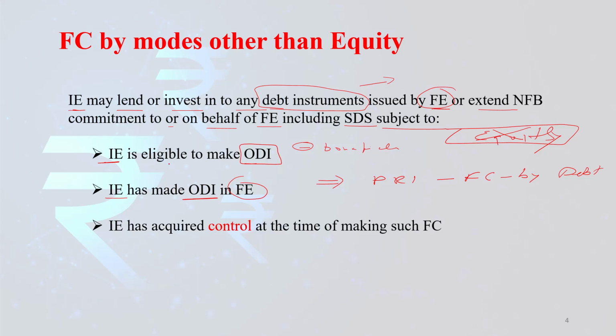So the first condition was that the Indian entity is eligible to make ODI, the second condition is that the Indian entity has made ODI in the foreign entity, and the third condition is that the Indian entity has acquired control at the time of making such financial commitment.